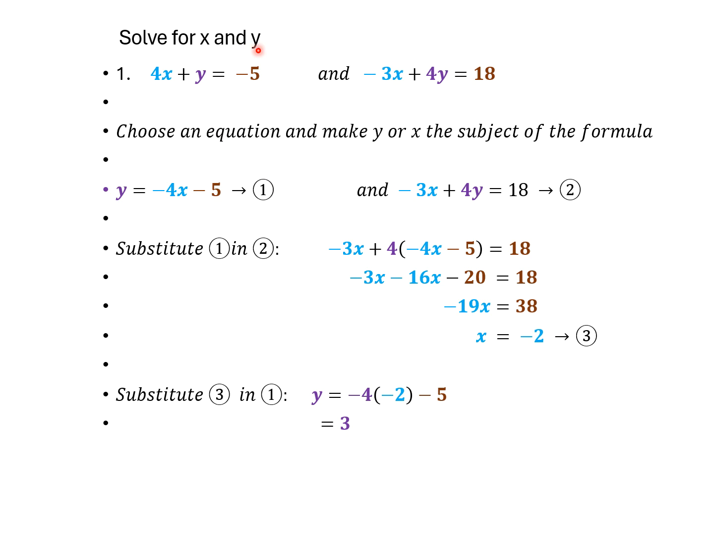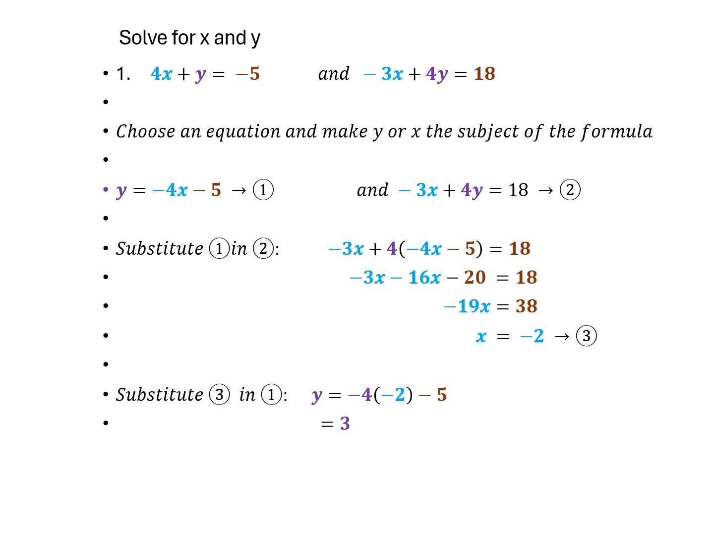But remember, I must still solve for y. So I'm going to go back to the first equation: minus 4 times negative 2 minus 5, since x is negative 2. That gives me positive 8, and positive 8 minus 5 gives me positive 3. So the objective with substitution is that I make either x or y the subject of the formula. The equation I get, I substitute into the other equation to ensure that I only have one variable, so the whole equation has only x's or only y's. Then I solve for x or y, and then I substitute back.